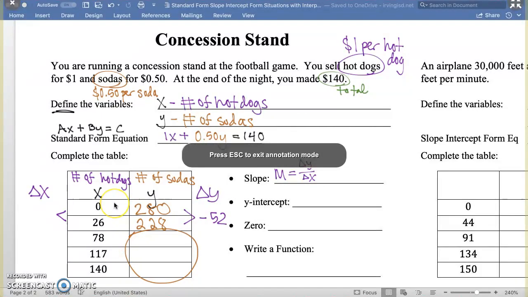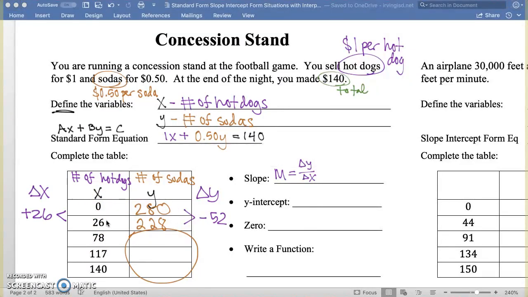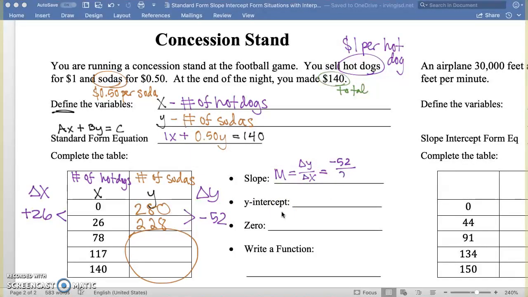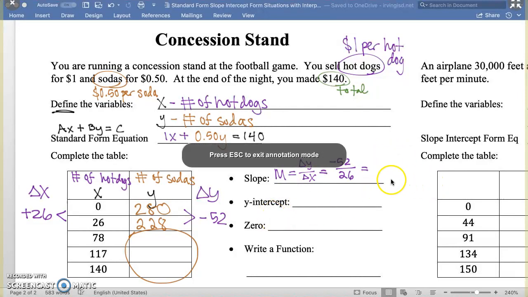And then my change in x. So how are the x's changing from 0 to 26? Well, we're adding 26. So now we can find the slope here, negative 52 over 26. That you can simplify, so I'll let you simplify that. You should be able to divide that.